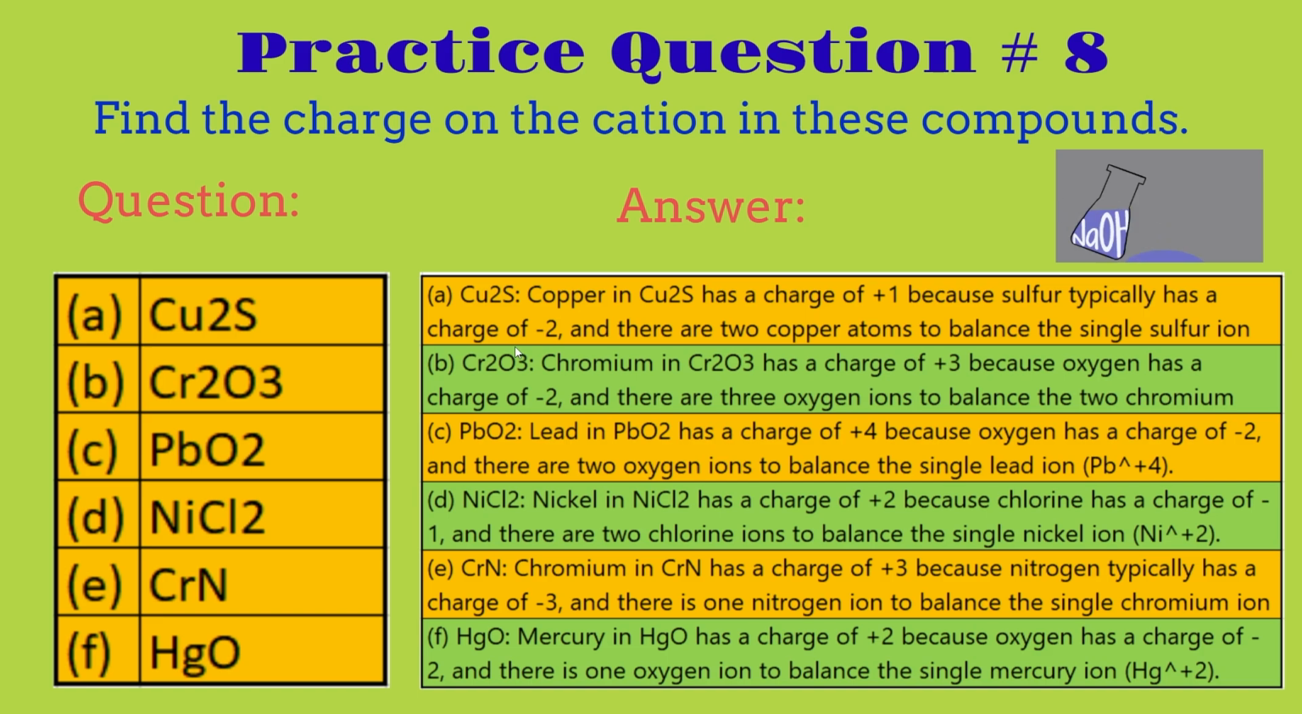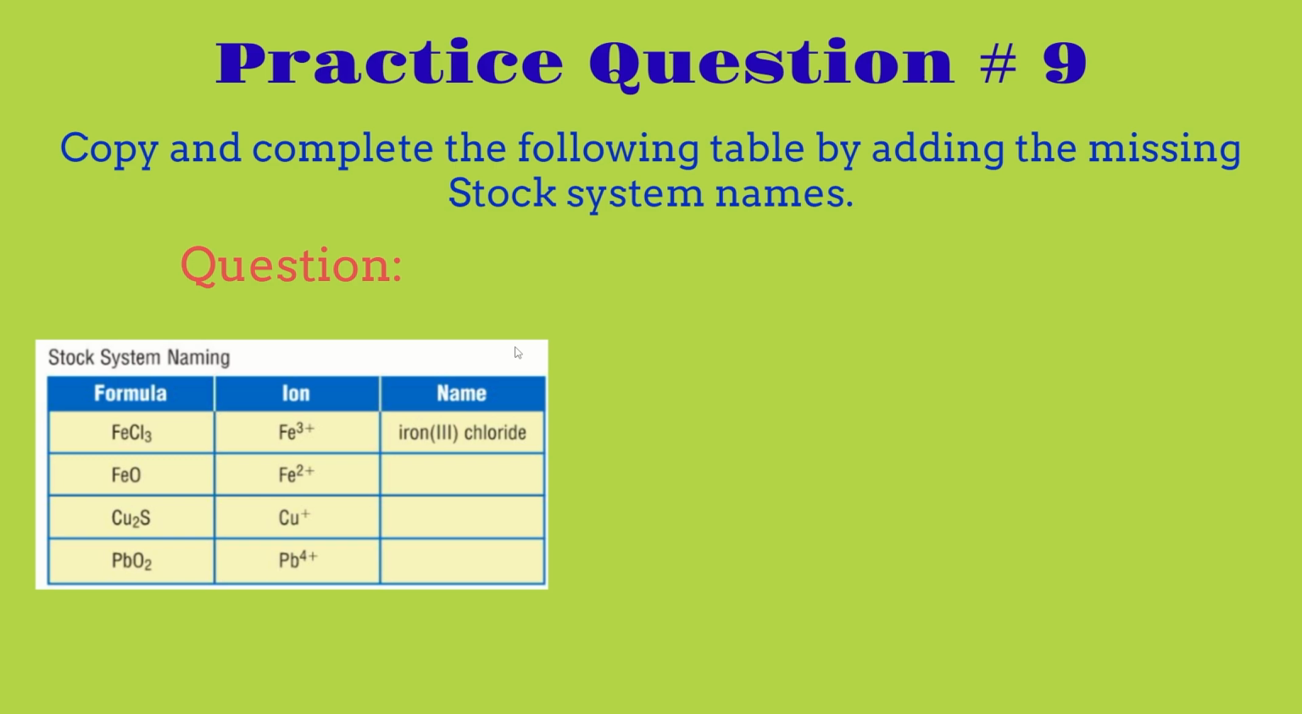Feel free to do all the rest of the problems, and we're now going to move on to practice question number 9. For practice question number 9, we need to copy and complete the following table by adding the missing stock system names. We talked more about the stock system in our chapter 2, so you can find the video on our channel and watch that if you don't know how to do this. In order to do this, it's really simple.